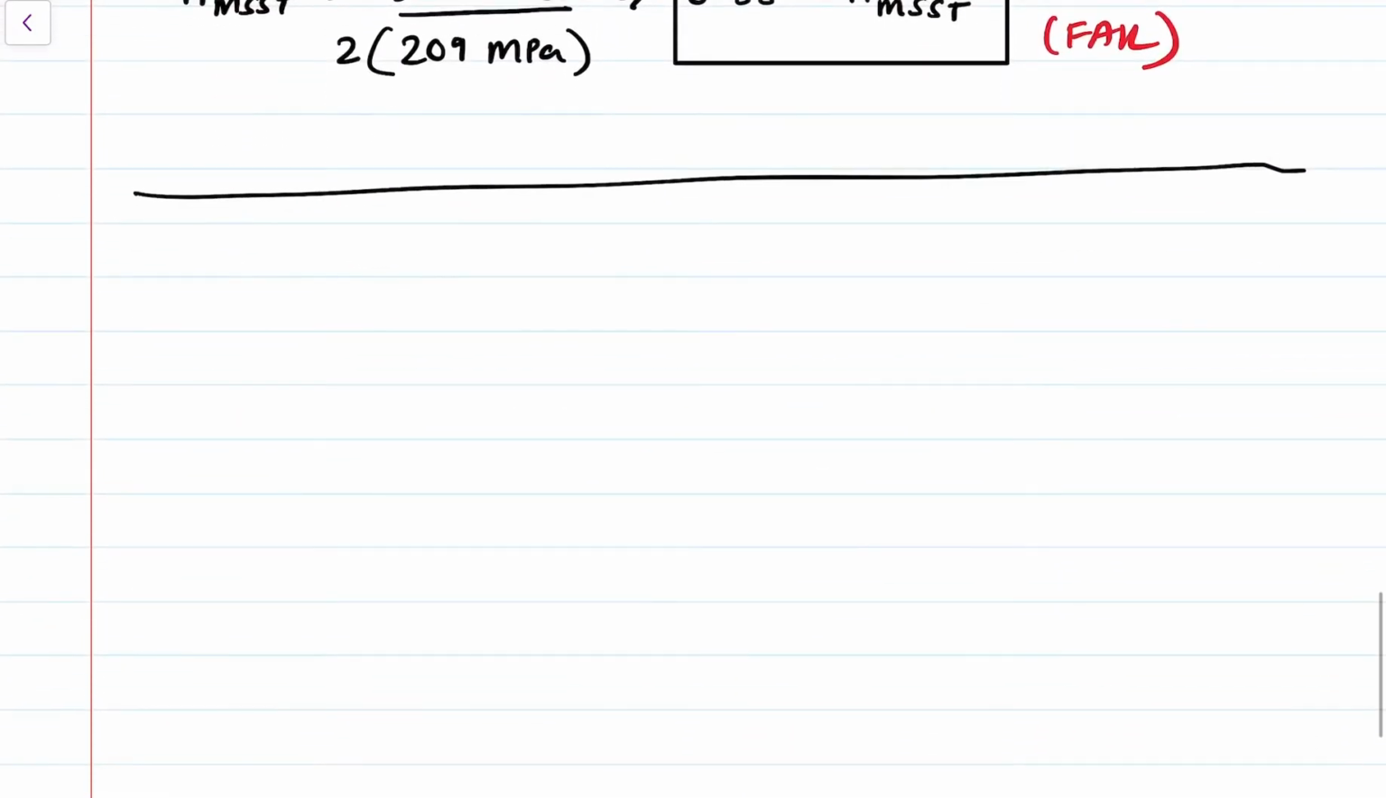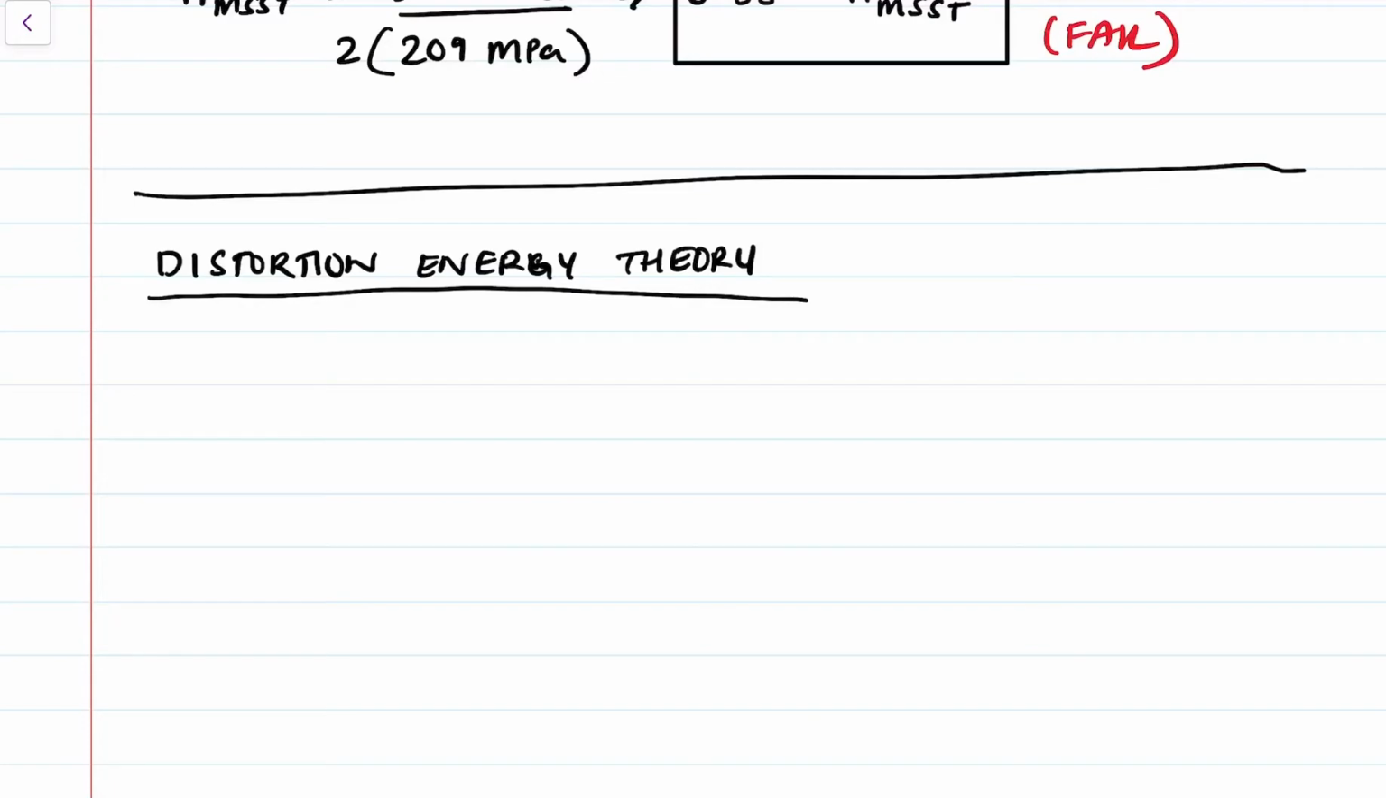So we have the distortion energy theory. Right now, what is characteristic of the distortion energy theory? If you've done some SolidWorks before, you would have noticed something called the von Mises stress. And the von Mises stress is basically an equivalent energy based stress that uses both the shear and the normal stresses to give you an equivalent stress.